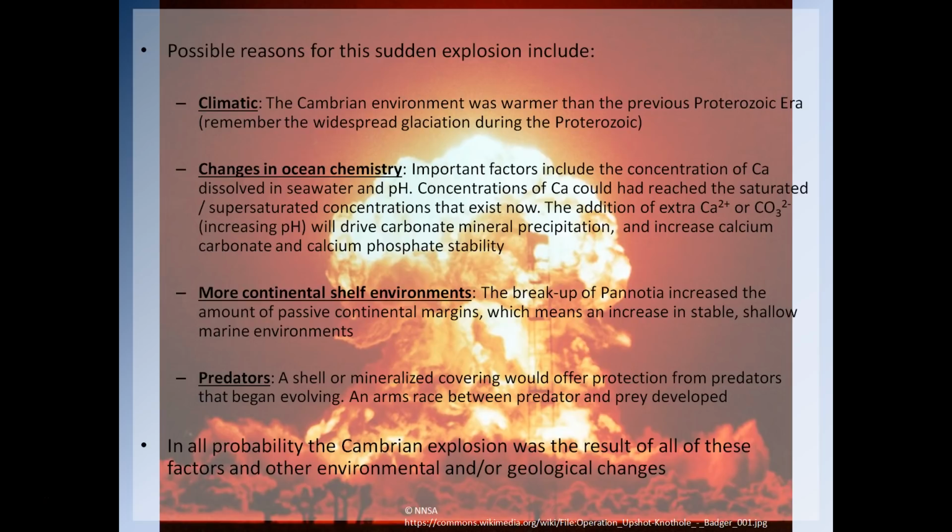So the increased concentrations of calcium dissolved in seawater would not only have made calcium carbonate more common, it would also have made calcium phosphate more stable as well. Calcium phosphate is another material that is used by some organisms to make shells. In fact, calcium phosphate is the stuff that our bones are made out of. So the increase in calcium would also have aided in the evolution of organisms that like to use calcium phosphate to make shells over calcium carbonate.